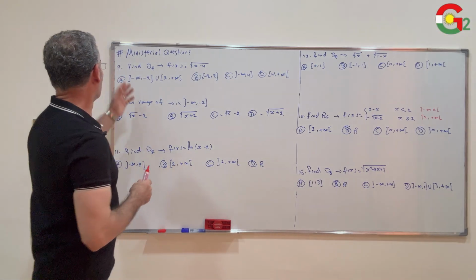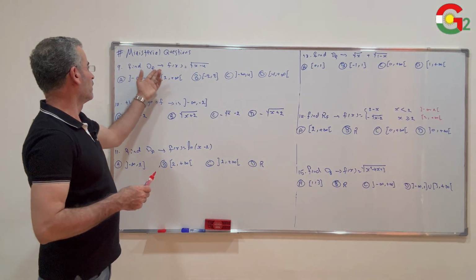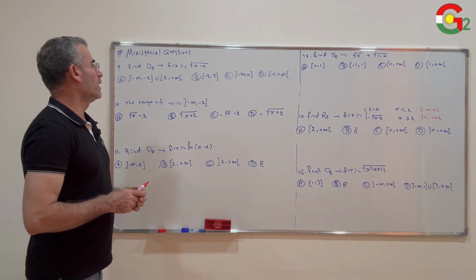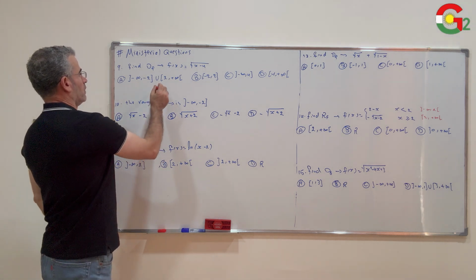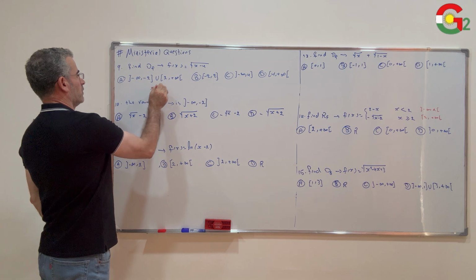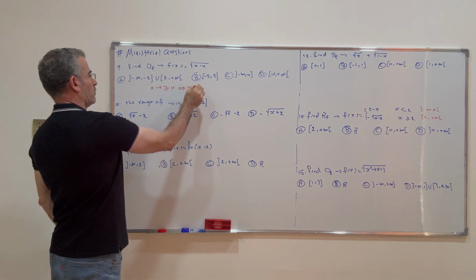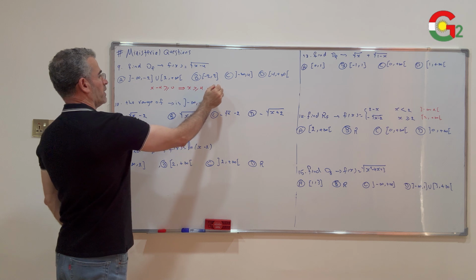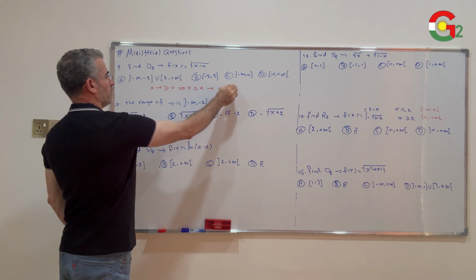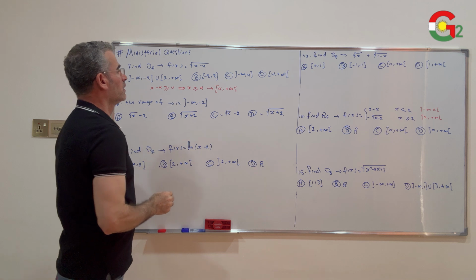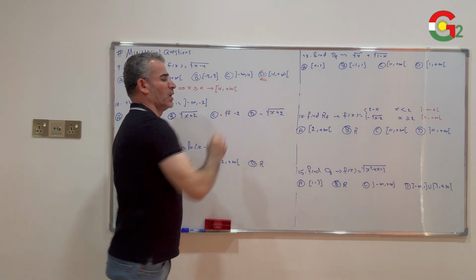Question number 9. Find the domain of the function f of x equals the square root of x minus 4. Set x minus 4 greater than or equal to 0, then x is greater than or equal to 4, then the domain is 4 to positive infinity. 4 to positive infinity is choice number D.